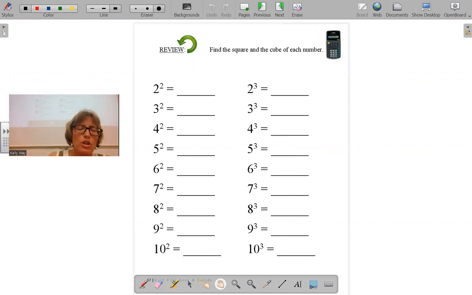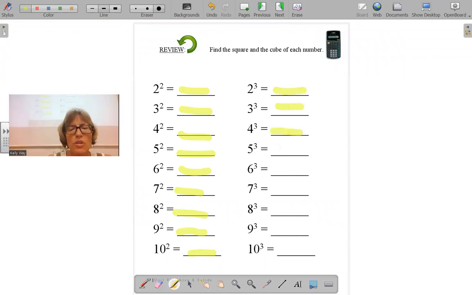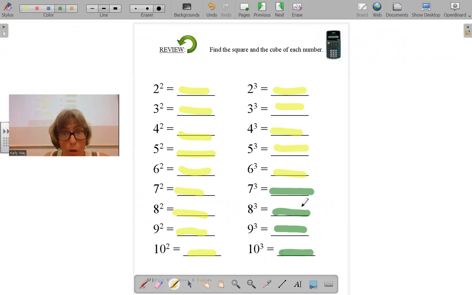cubes. I want you to do as many of these as you can without a calculator. Okay, so all of the yellow you should be able to do without a calculator. And then hitting about right here, yes, you can use a calculator. So go ahead, fill all of those out. Pause the video and restart when you're done. Go.